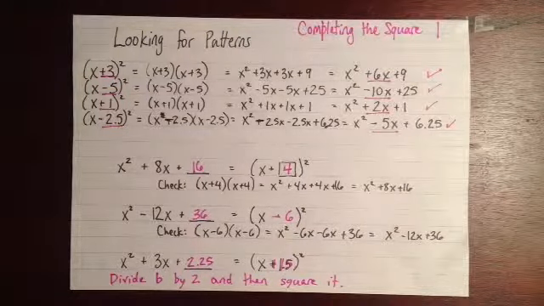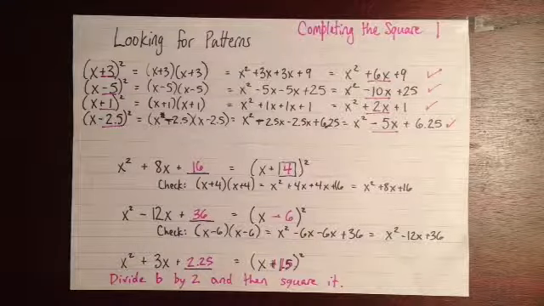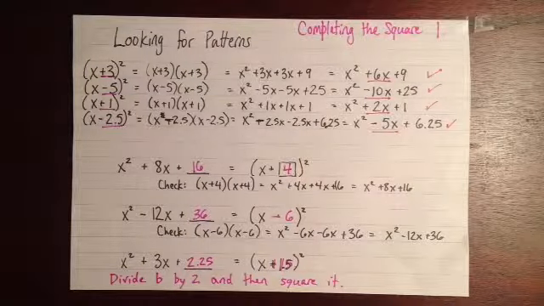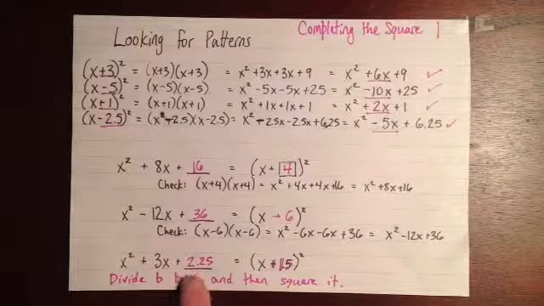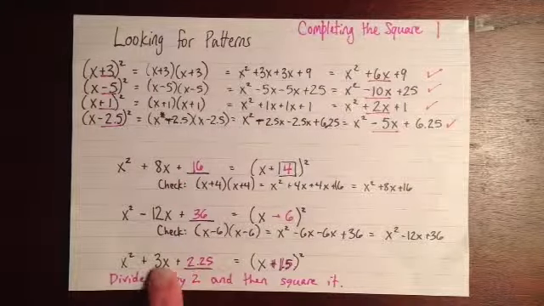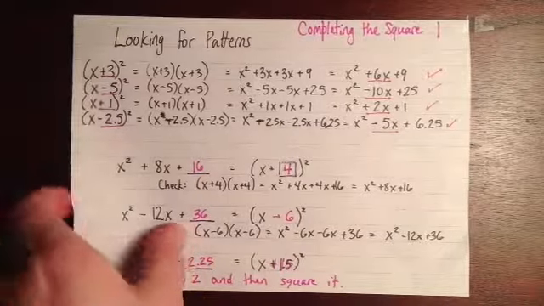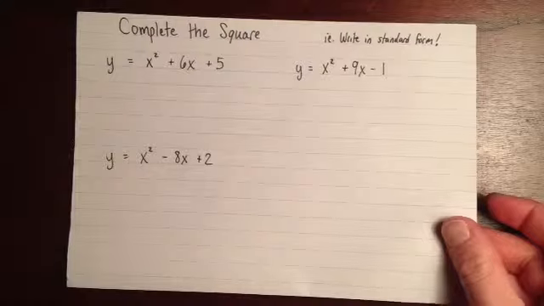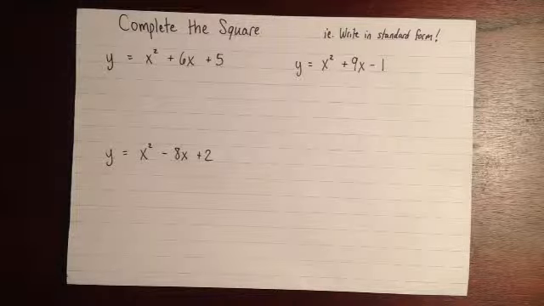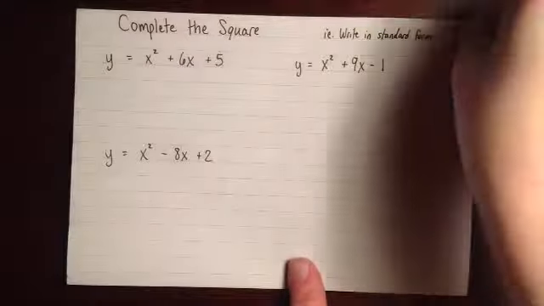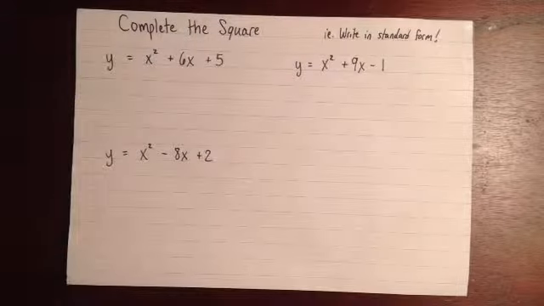Okay. So that's going to be the pattern when we're looking for this constant term here. We're going to divide that by 2 and then square it. So I'm going to do 3 examples here where we complete the square on these expressions. And essentially what that means is we're writing it in standard form. Okay? Kind of the same thing.